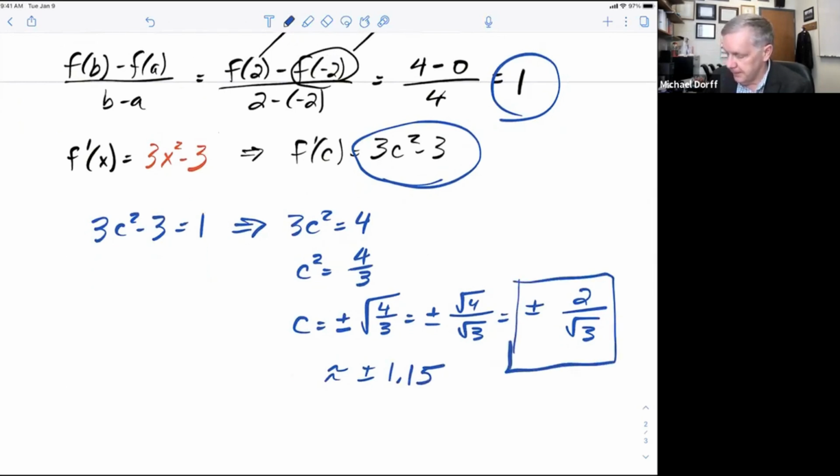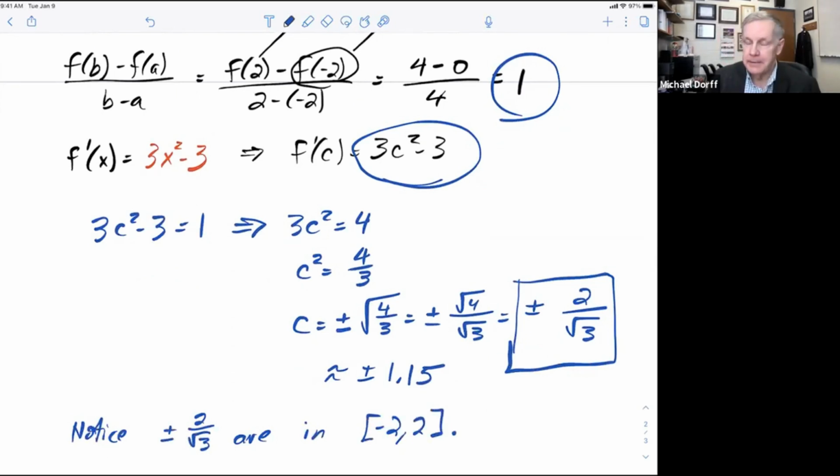And I notice that those numbers are in the interval from -2 to 2. If one of them is not inside that interval, then I cannot include that as an answer because my c value has to be within that interval.